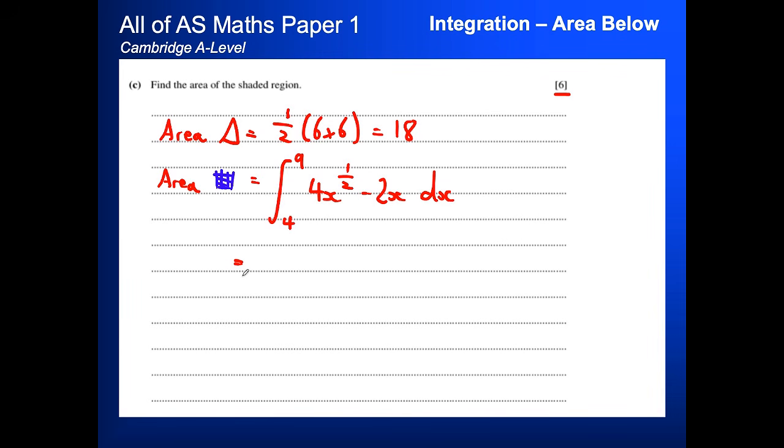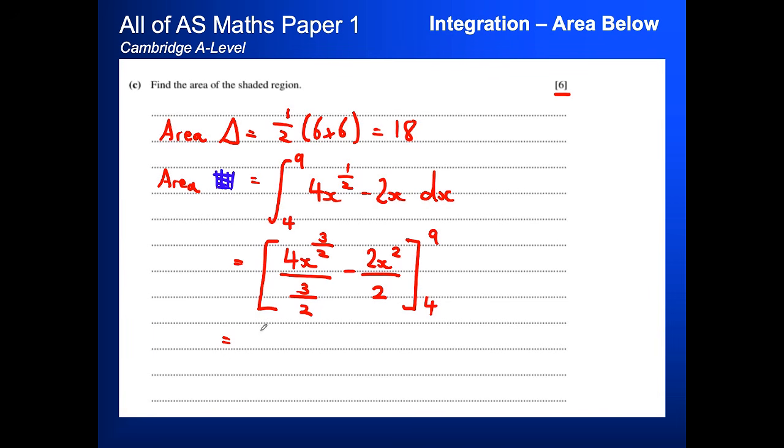Now, integration, remember, you need to be very clear in your mind. If you're doing integration, differentiation, we are integrating here. So remember the process. We add 1 to the index, so we get 4x to the power of 3 over 2, and then divide by that index. So divide by 3 over 2. We'll tidy that up in a moment. Same here. So we get 2x squared, and then we divide by that index. And we're doing this between 9 and 4.